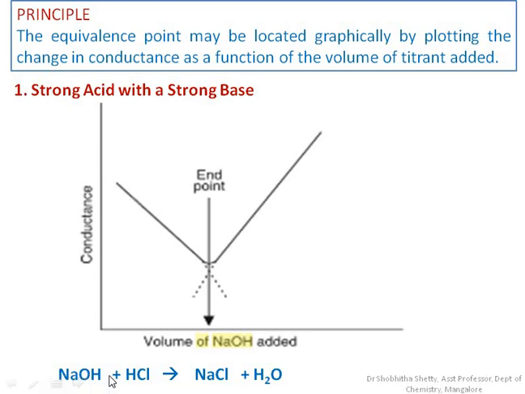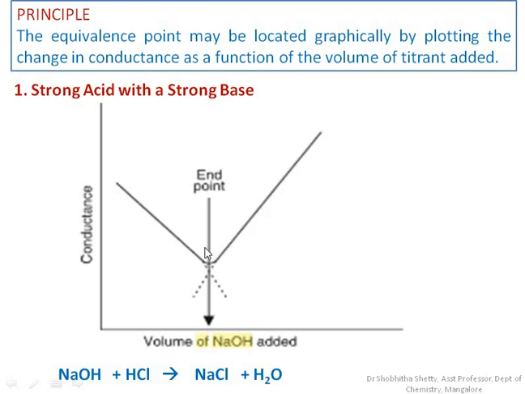As you go on adding NaOH, the H+ ions are replaced by Na+ ions. You can see here the formation of NaCl, sodium chloride. So the concentration of H+ goes on decreasing and the concentration of Na+ goes on increasing, whereas the conducting ability of Na+ ion is very low compared to H+ ion. These H+ ions are highly mobile ions. So you can see the value goes on decreasing, and at some point there will again be an increase in the conductance value.